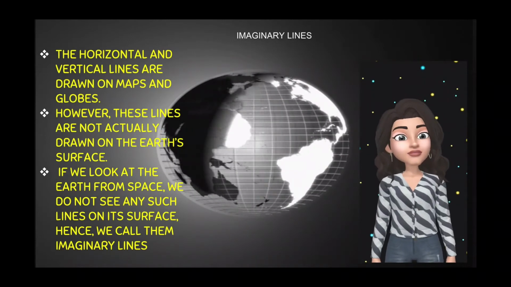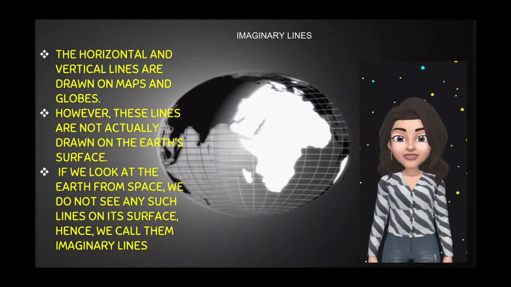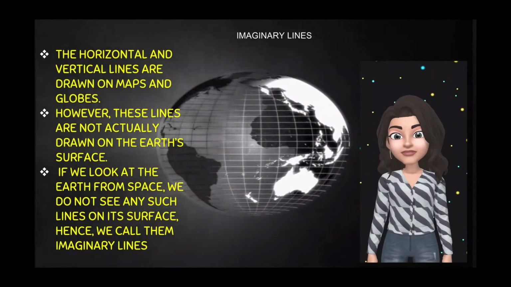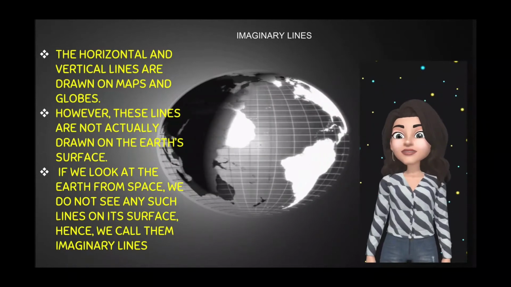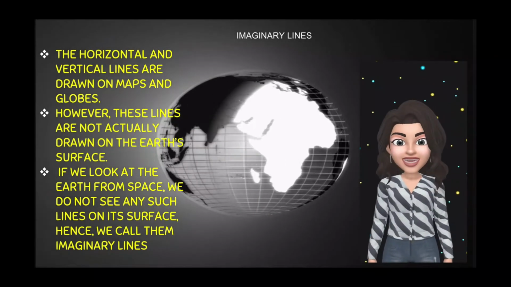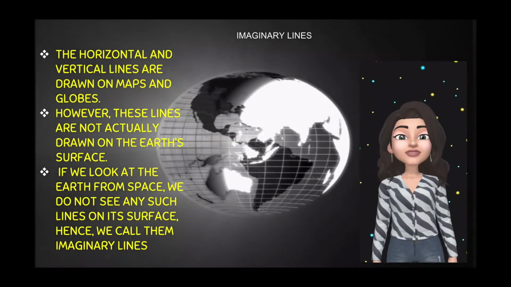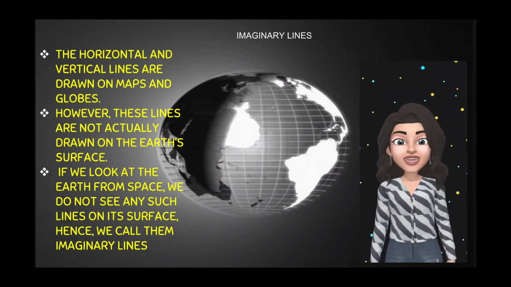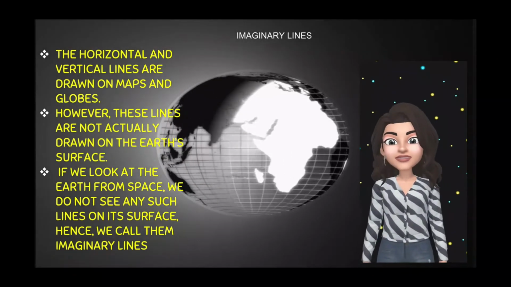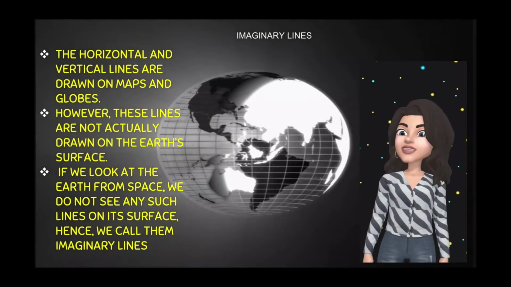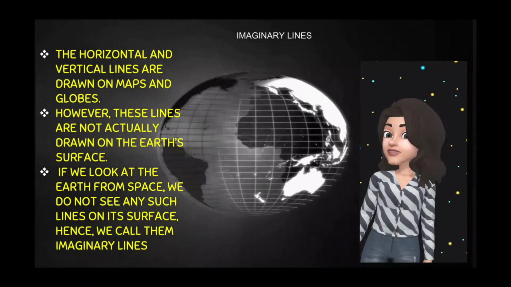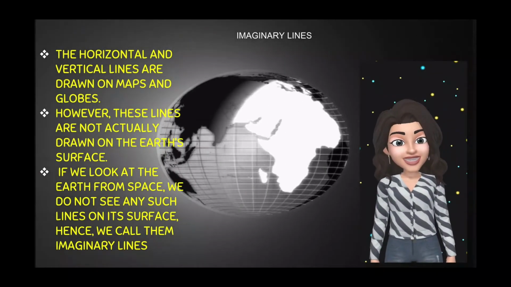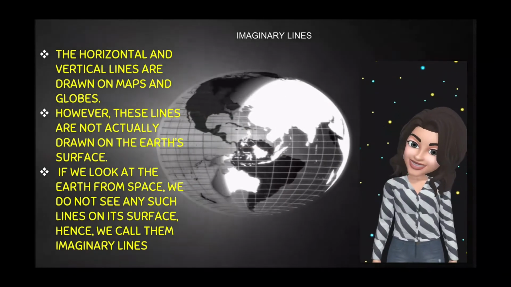Okay, so students, let's talk about Jojo's question. Let's learn something about imaginary lines. The horizontal and vertical lines drawn on maps and globes are called imaginary lines. However, these lines are not actually drawn on the Earth's surface. If we look at the Earth from space, we do not see any such lines on its surface. Hence, we call them imaginary lines.